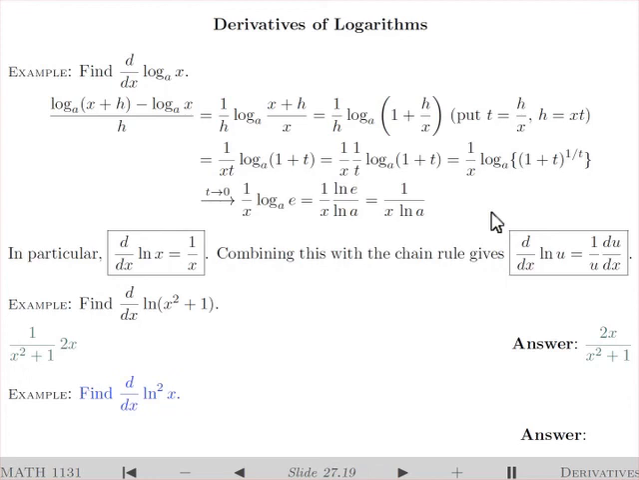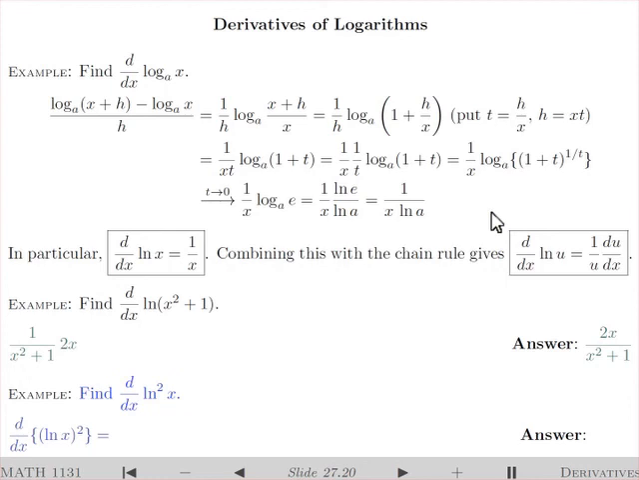So let's differentiate the square of ln x. By the way, this notation, ln, then the power, and then some expression, means you first do ln, then do the exponent. So written in a more familiar form, this is simply the derivative of ln of x, quantity squared.